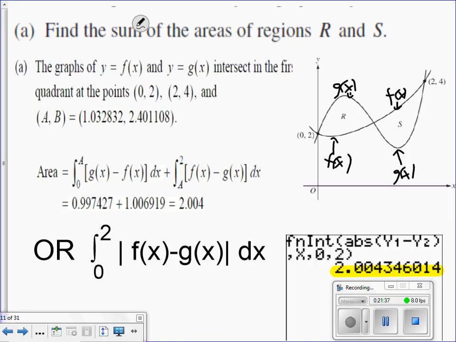Altogether, 2.004. Anyone get that one right? Ooh, got a couple more hands now. That's good. Feels good. And I was even showing how you could do it on the calculator with the absolute value, but I don't know if you want to pursue that. As far as the work goes, this is all the work you'd have to show if you did one. All right. Hard to beat.